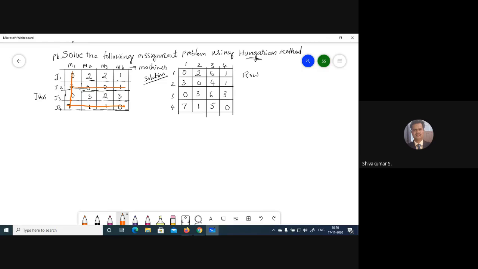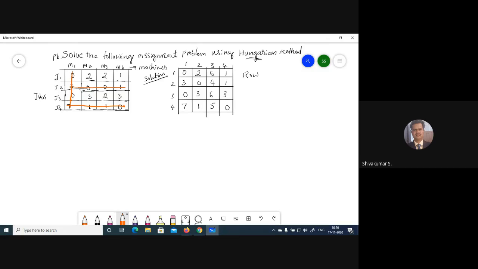Actually you have 4 rows, and the number of lines drawn here is only 3, so you are following the procedure. There are no uncovered zeros here. Remember, while drawing lines, the number of lines should be less than the number of rows or columns, and it has to cover all zeros.